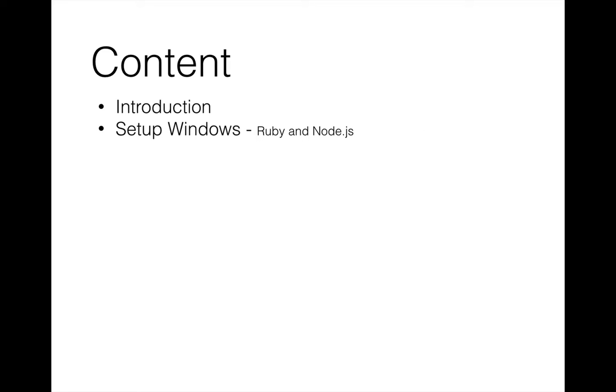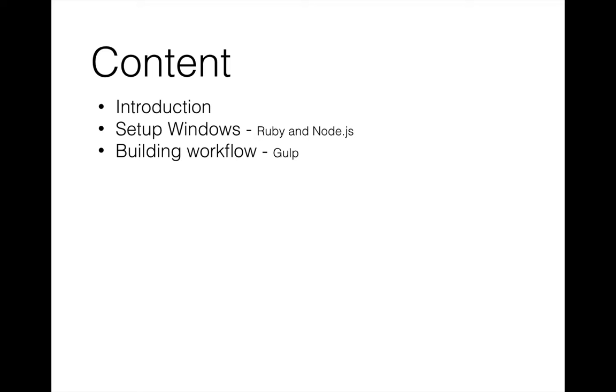Because Sass is built in Ruby, for Windows users, I will show you how to install Ruby and Node.js. For Mac users, Ruby is already installed, so there is no need to download or install Ruby. But Node.js is necessary on a Mac computer also.